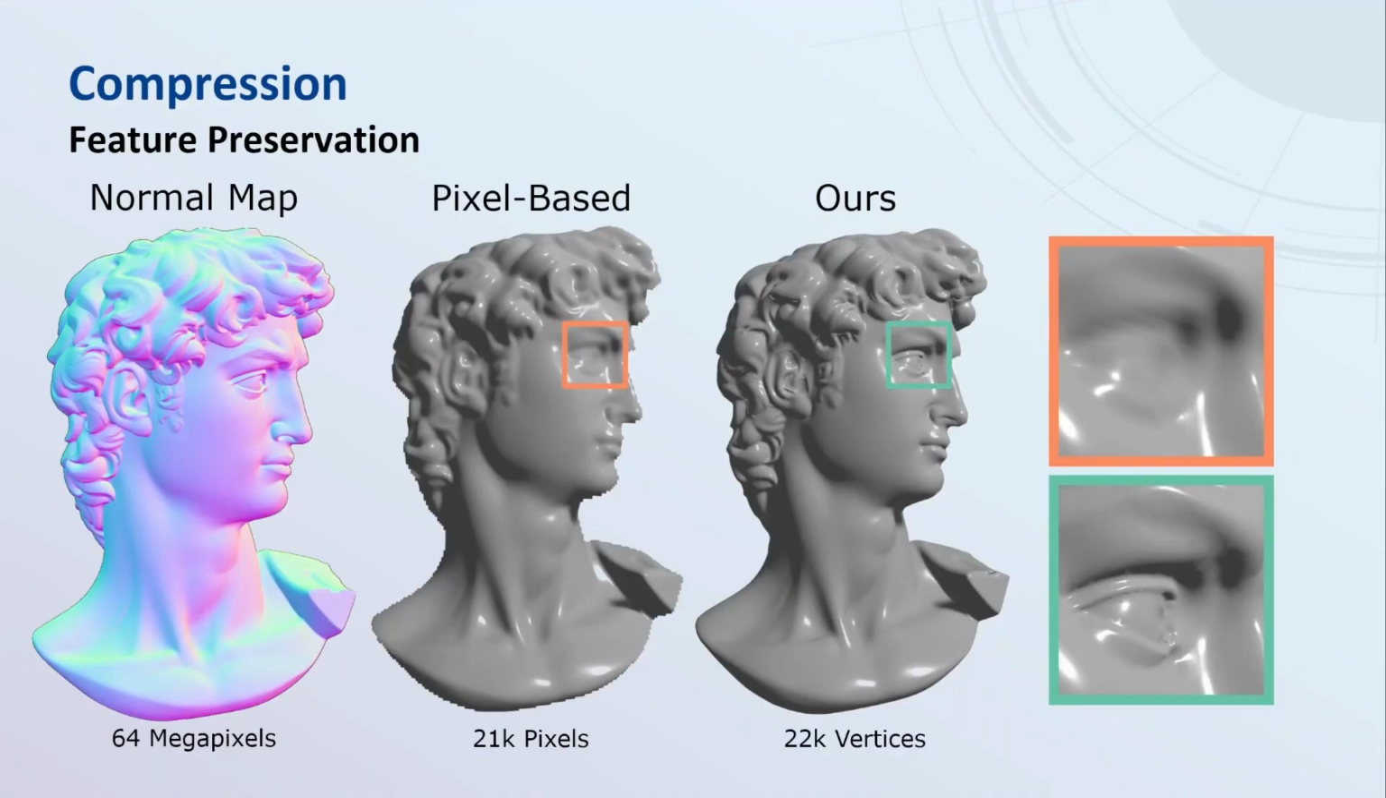This becomes even more apparent if we match the number of pixels and vertices. While a lower number of pixels yields blurry surfaces, our adaptive vertex placement can better capture the overall shape of the object and leads to better results both qualitatively and quantitatively.